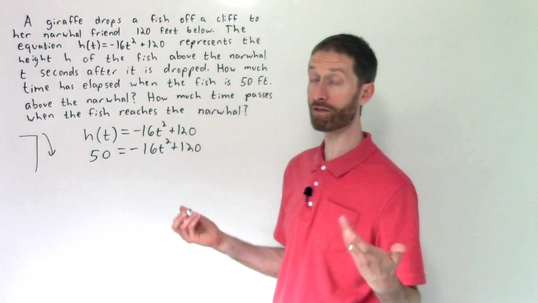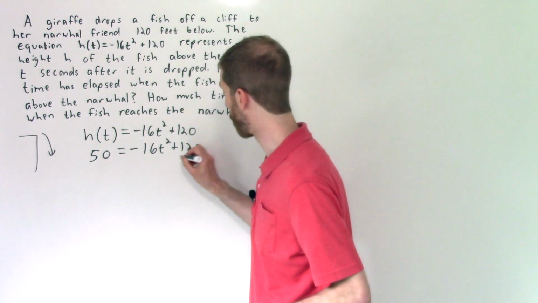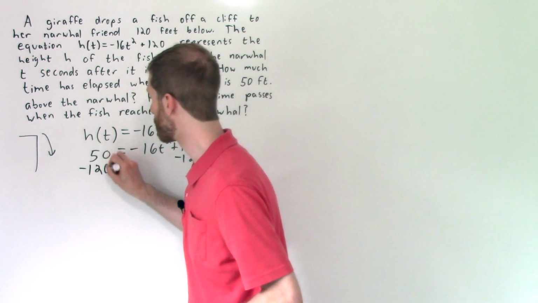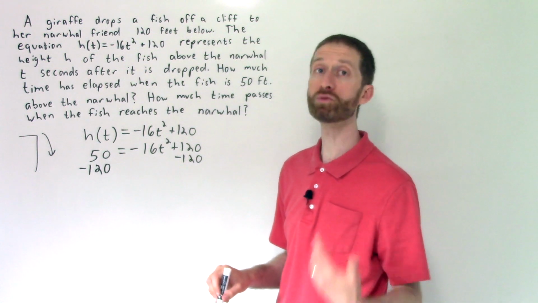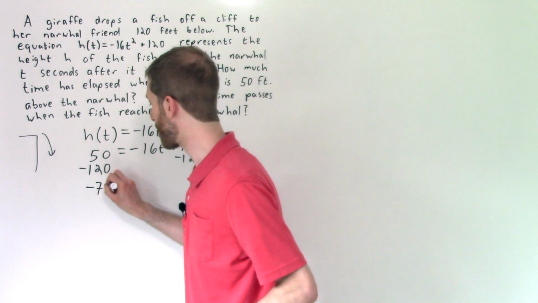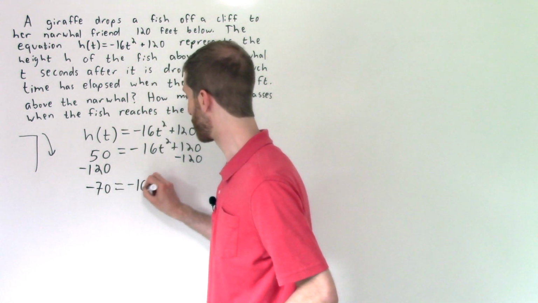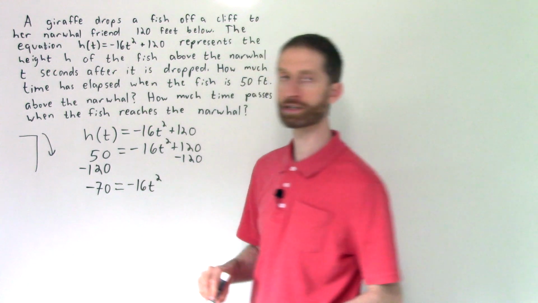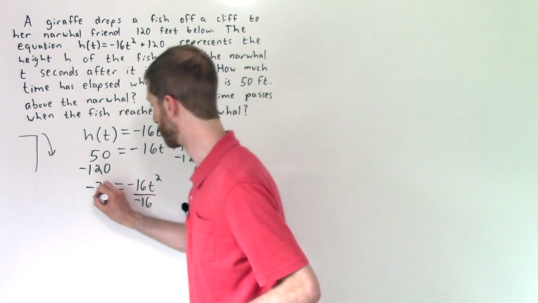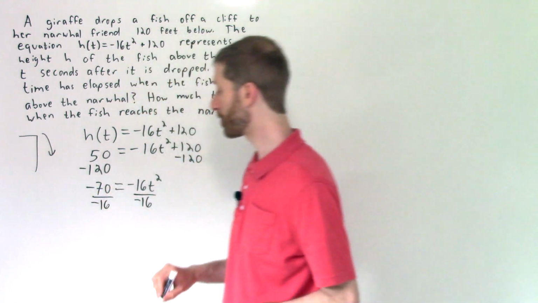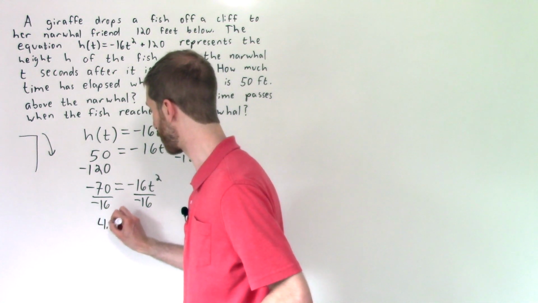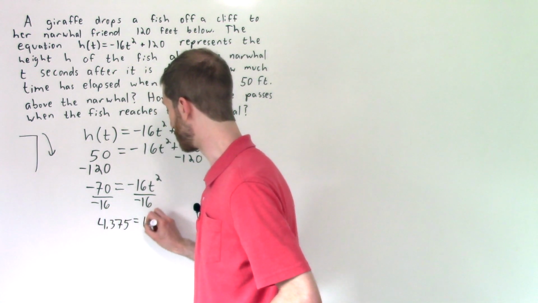Okay, so we're just going to solve it like a normal equation now. So I subtract 120 from both sides. And if you have trouble solving these kinds of equations, go back to my prior video on how to solve them, because this is now old hat at this point. That's going to be 50 minus 120, which leaves you with negative 70 equals negative 16 times t squared. Divide both sides by negative 16. Beautiful. I did that already with a calculator. Negative 70 divided by negative 16 is 4.375, which is equal to t squared.